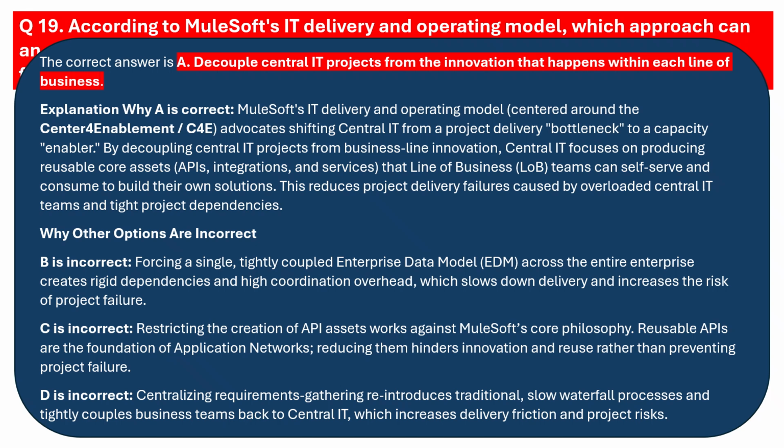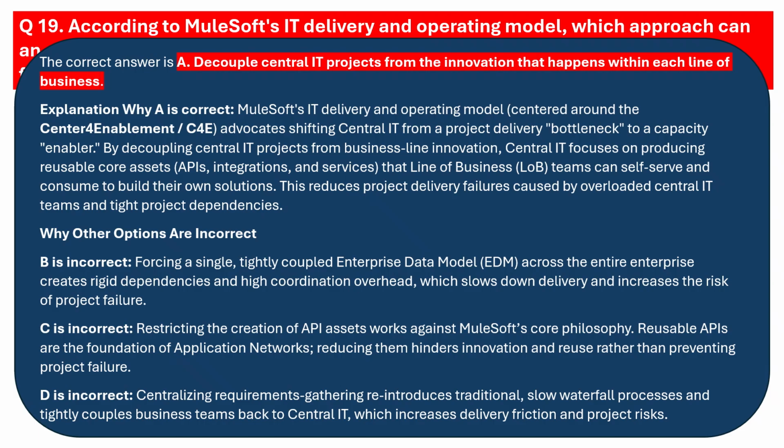By decoupling central IT projects from business line innovation, central IT focuses on producing reusable core assets, APIs, integration, and services that line of business, LOB, teams can self-serve and consume to build their own solutions. This reduces project delivery failures caused by overloaded central IT teams and tight project dependencies.